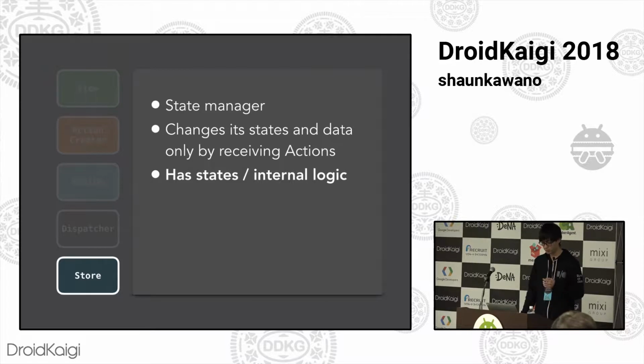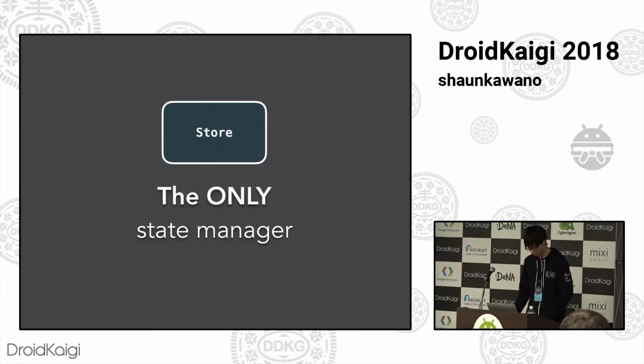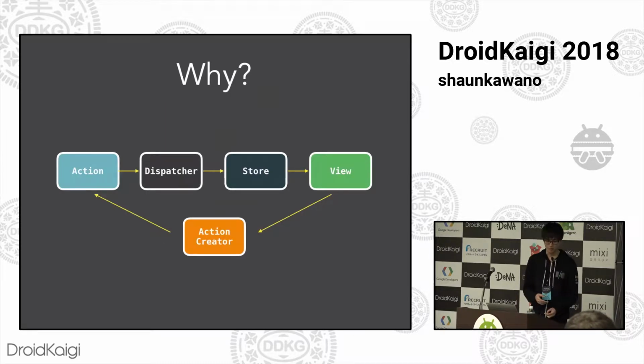And finally, the store. Store is the state manager, and it changes its state and data that it contains only by receiving actions. And therefore, store has states and store has internal logic. And to make it clear, the store is the only state manager in Flux architecture. But why do we have this kind of unidirectional data flow diagram, and why we have 5 separate components? Why we need to make store the only state manager?